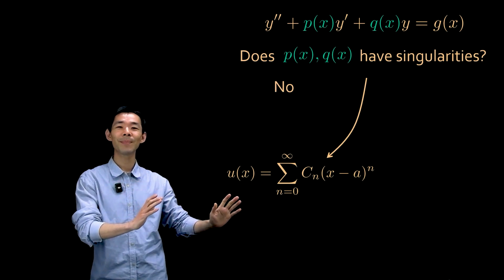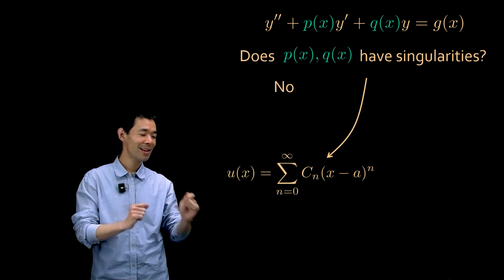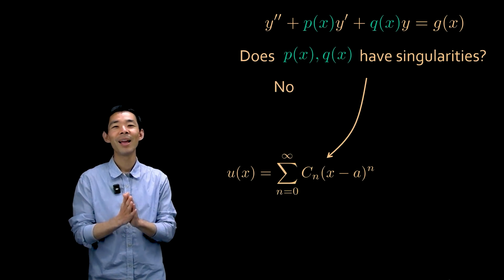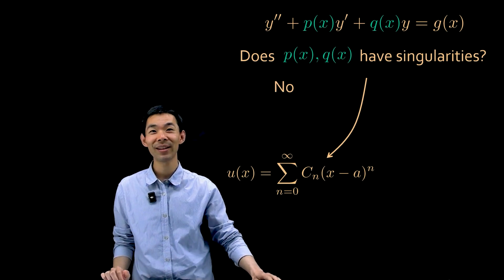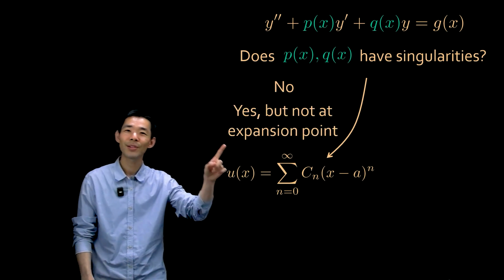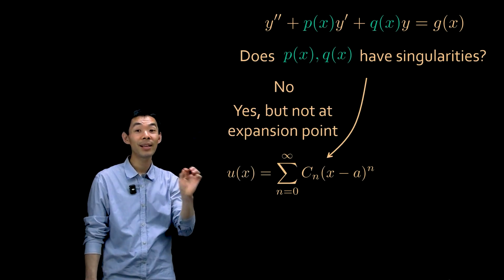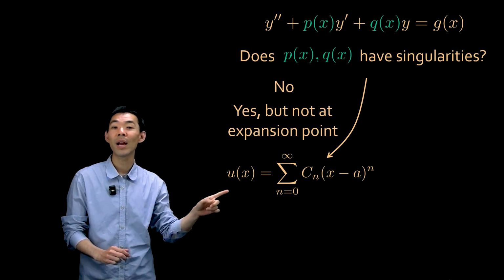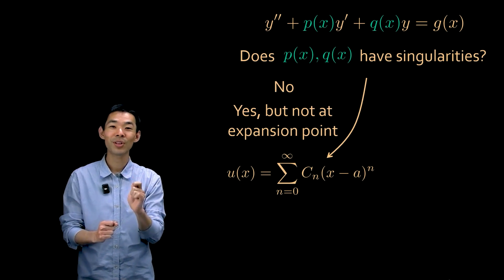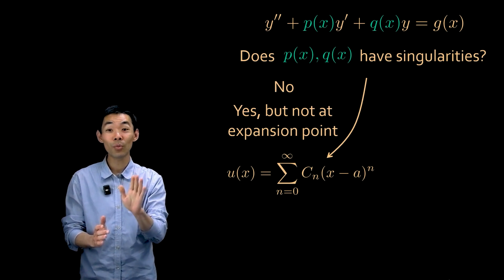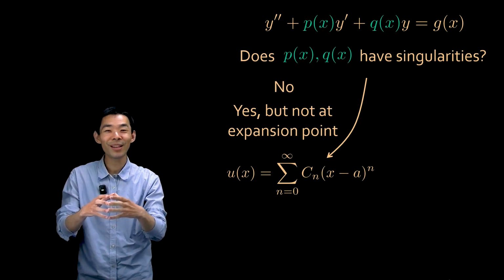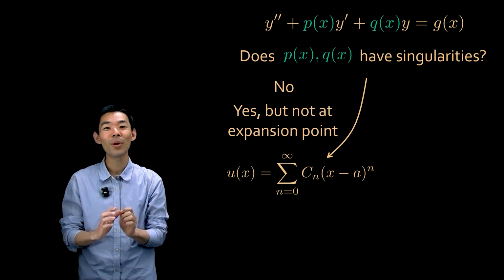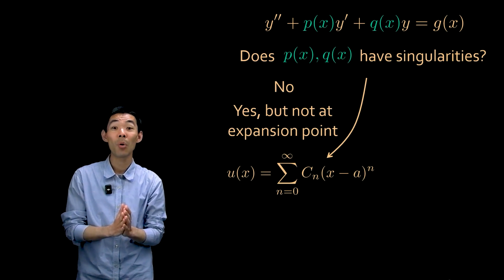So just try this, plug it into your differential equation, you get a recursion relation that obtains c sub n, and you're completely good to go. Now, if you have singularities in your p and q, but your singularity does not happen at the expansion point x equal to a, then you're still okay. You can still write down the solution, expand your solution about x equal to a. The only thing you need to worry about is that your solution will only converge within a circle of radius going to the nearest point of your singularity in p or q.